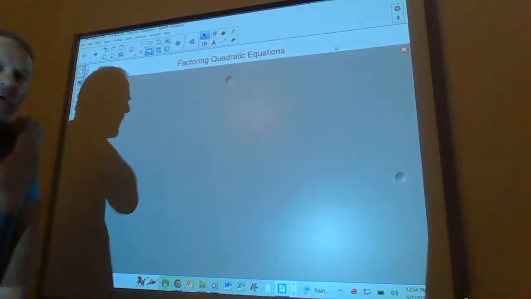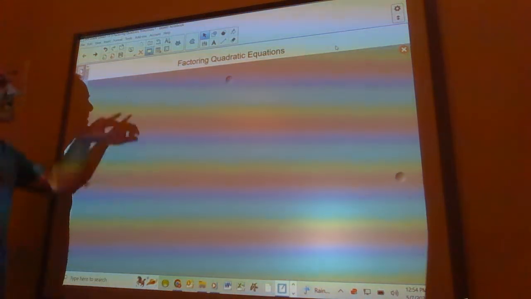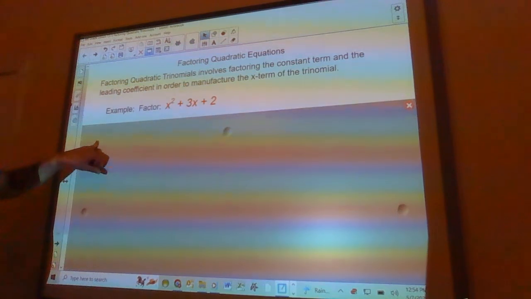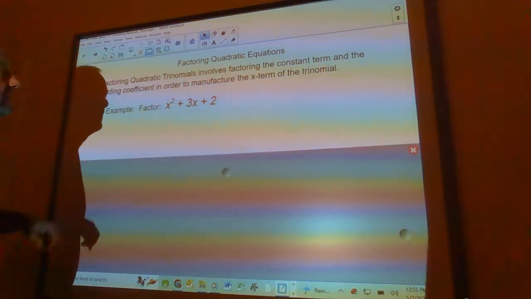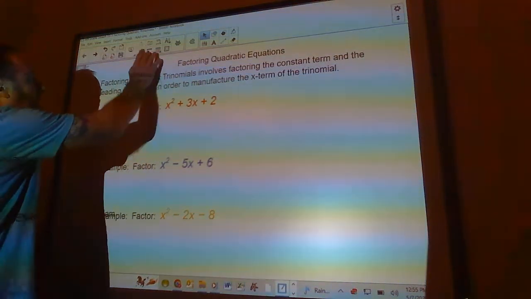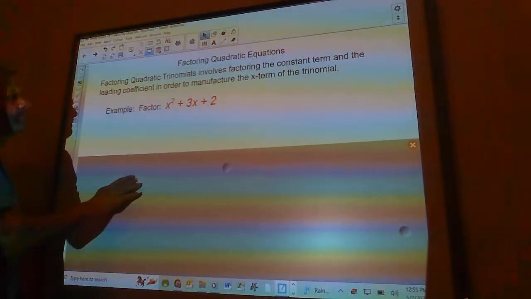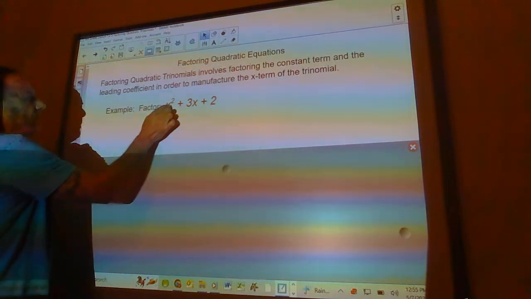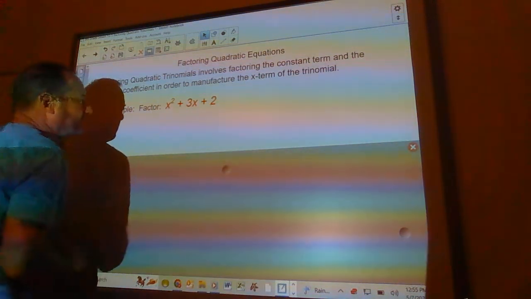Good morning, everybody. Today we are going to continue talking about factoring quadratic equations. Factoring quadratic equations involves factoring the constant term. So here's my constant term. I want to factor that. I want to factor the leading coefficient, which in this case is 1 out here in front.